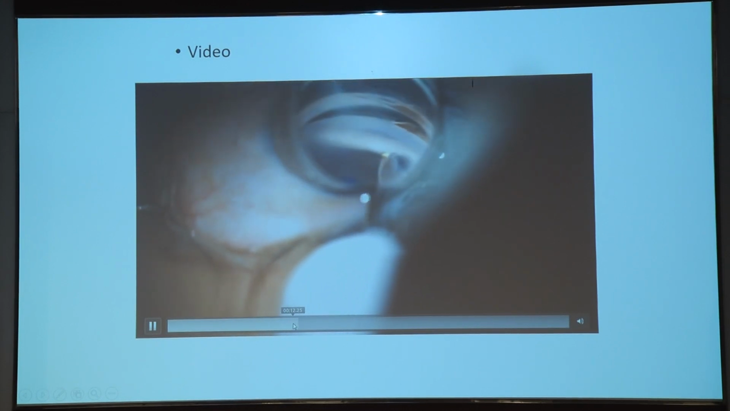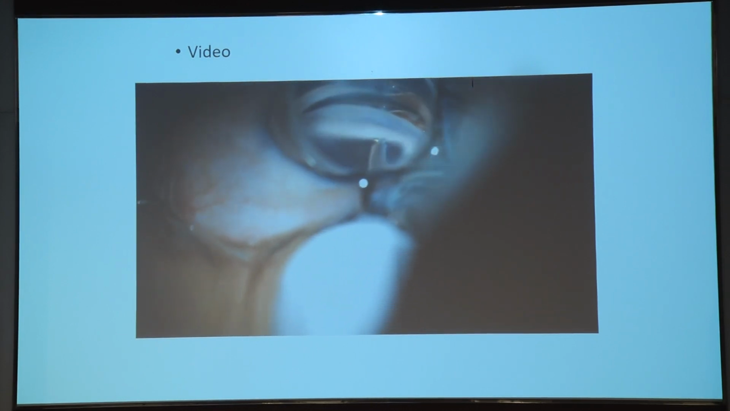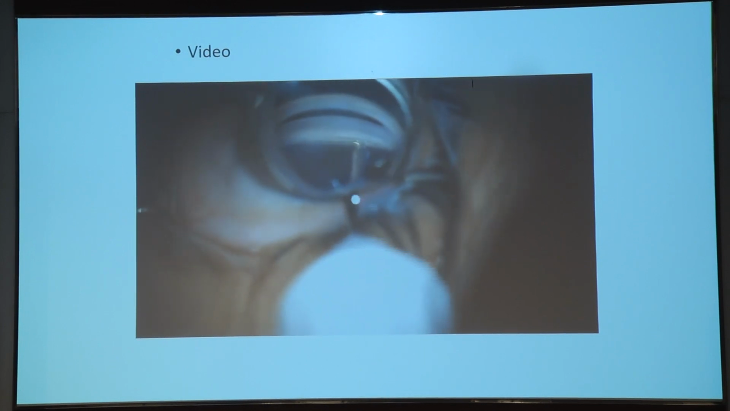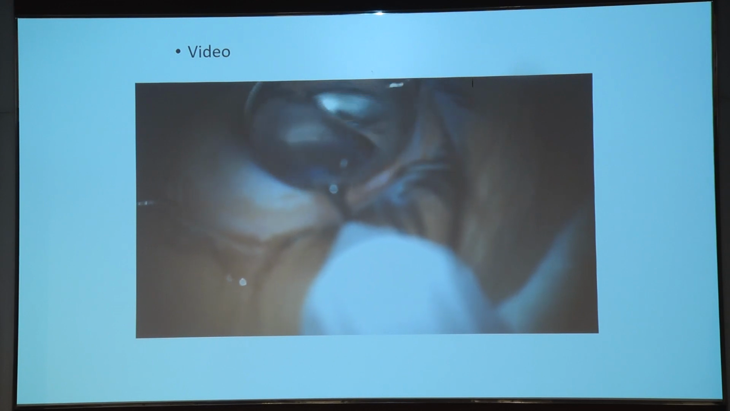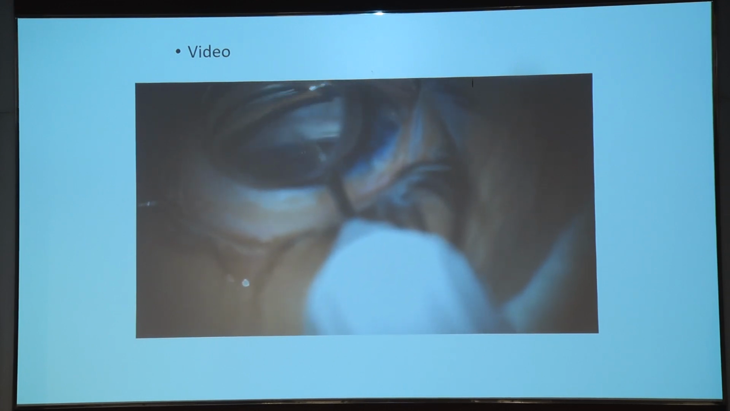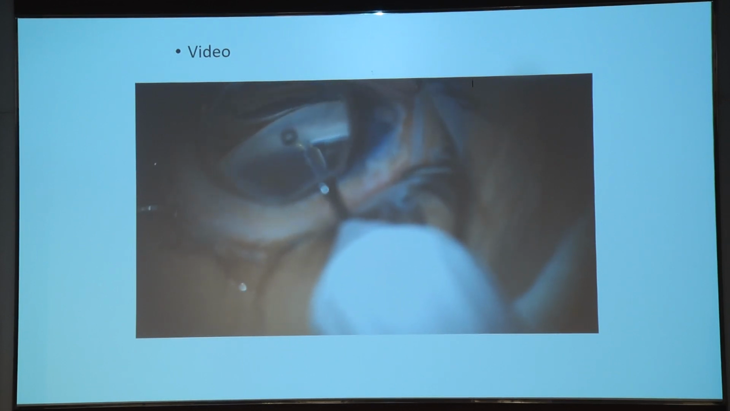you can see as you ablate the trabecular meshwork and the inner wall of Schlemm's canal, you can see this outer wall of Schlemm's canal, and this white line can be seen. So this patient did very well.